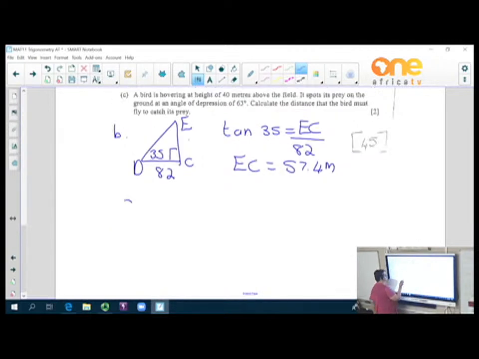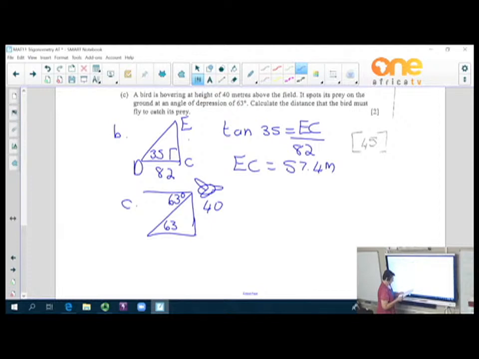And then the last one, number C. Now you have this bird above the field at a height of 40 meters above the field. So there's the 40 meters. It spots its prey on the ground on an angle of depression. Now, where is that angle? Here's the bird. There's the bird. So the angle of depression is here, 63 degrees. That is outside the triangle. So you need to find one inside the triangle. So there's the 63 degrees.